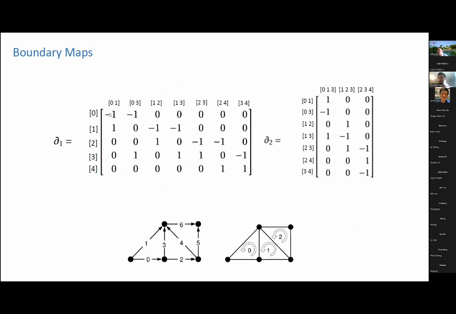0 is incident to 0,1 and 0,3. Don't worry about the sign here. The sign is necessary for computations, but for the purpose of this talk, it's not very important. I only care that 0,1 is incident to 0 and 1. That's what I care about here. And the same thing for boundary two. You can define just the incidence between the faces and the edges. Okay.